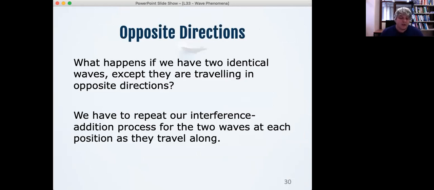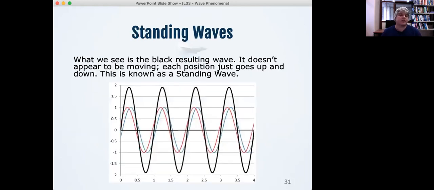What happens then? We have to repeat that interference process, but now we have to do it for a series of snapshots. So take a snapshot of the two waves, do the interference pattern, let them move for a tiny bit, take another snapshot, do the interference again, move a tiny bit, take another snapshot, and so on and so forth. Again, mathematically demanding, we don't expect you to do that. That's stuff we would use computers for, but the result is very interesting.